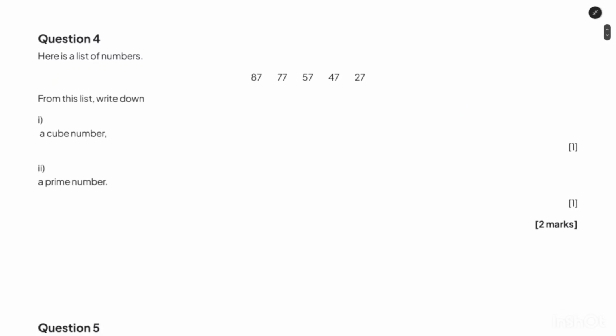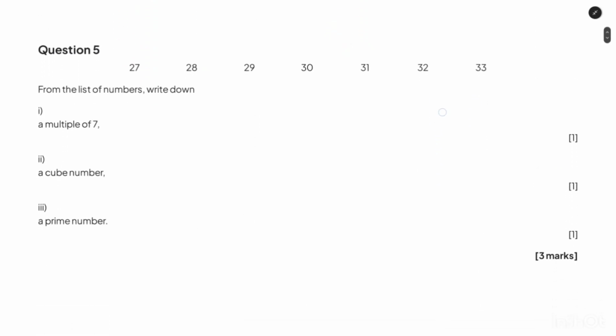Fourth question. Here is a list of numbers again. We are supposed to write the cube number out of them. Okay, so you see 27 is a cube number because 3 cubed is 27. Right? 3 cubed is 27. So the cube number is 27. Prime number. We have already done the list, and from that list I can say that 47 is a prime number. Clear? Because 47 has only two factors, 47 itself and 1.